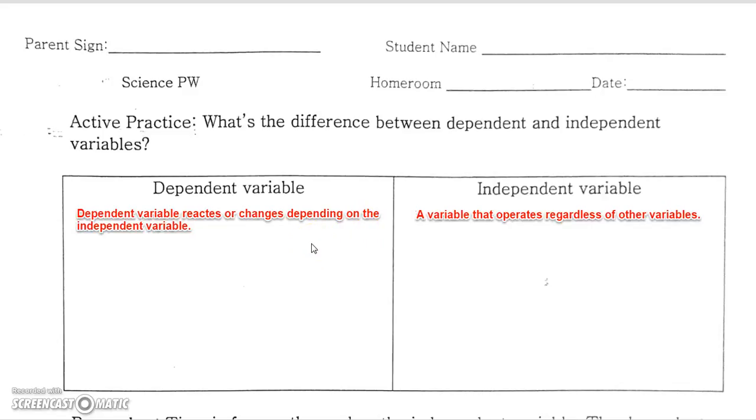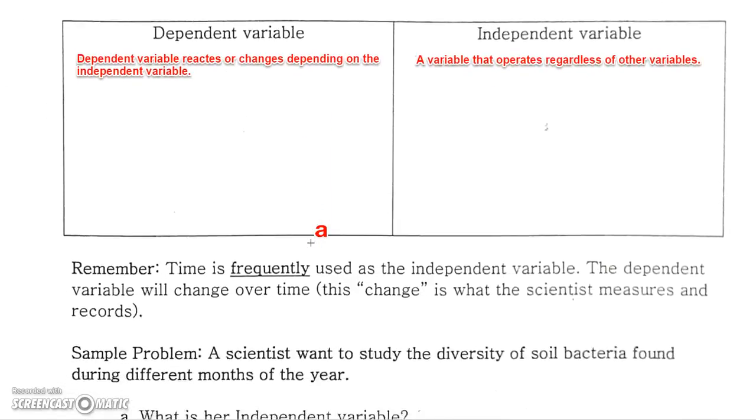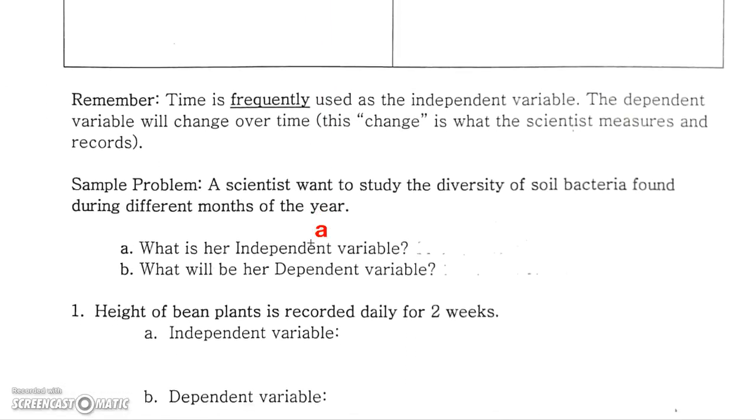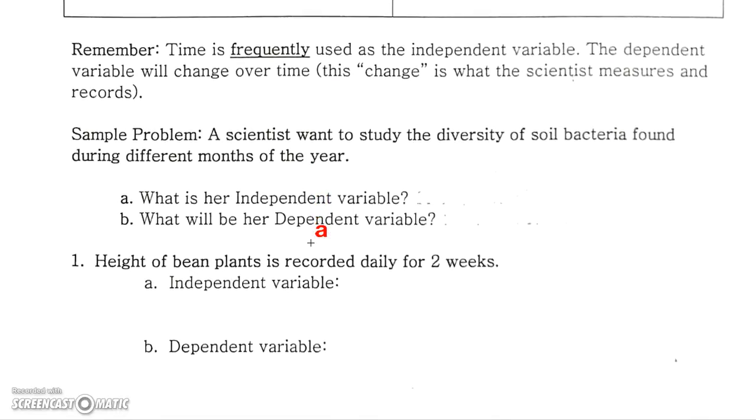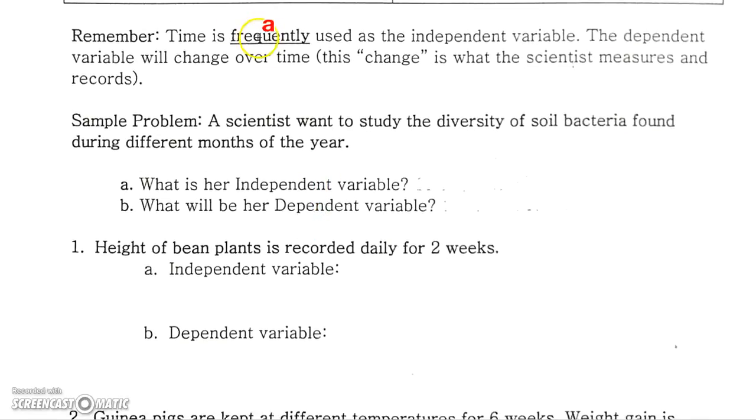So let's go down and look over some of these examples. Here's the remember that Miss Robinson put in. Time is frequently used as the independent variable. Remember, because time is not dependent on other things. The dependent variable will change over time. This change is what the scientist measures or records. So again, like plant growth would be the dependent variable. So let me show you one example here.